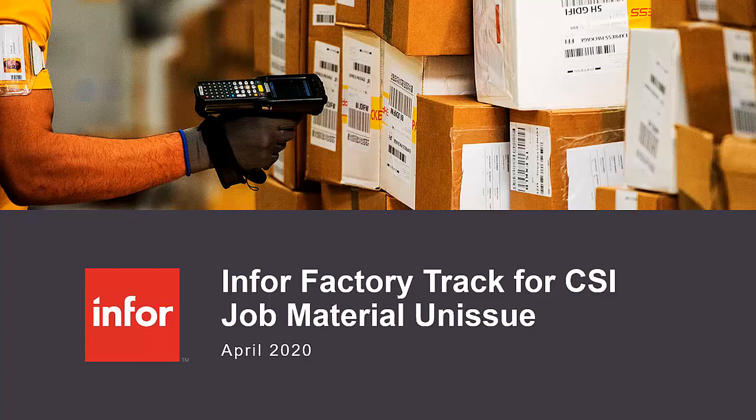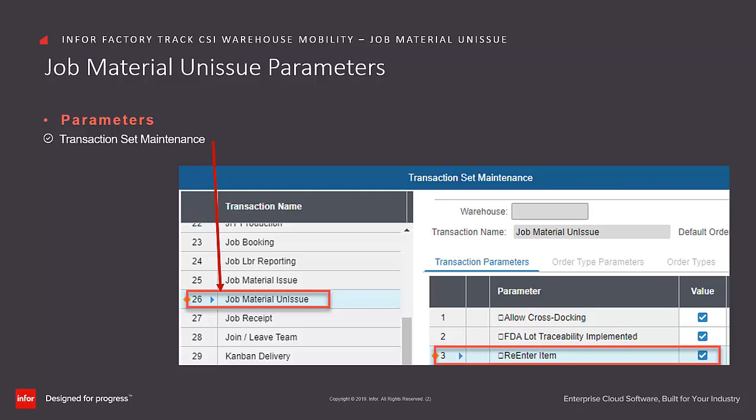Info Factory Track for CSI, Job Material Unissue. Factory Track has several Job Material Unissue parameters to control the validations, displayed fields, and processing options that are permitted as part of the Job Material Unissue process. These are defined on the transaction set maintenance form for the Job Material Unissued transaction.